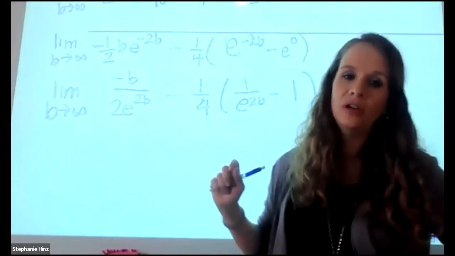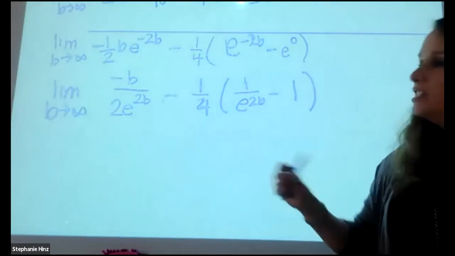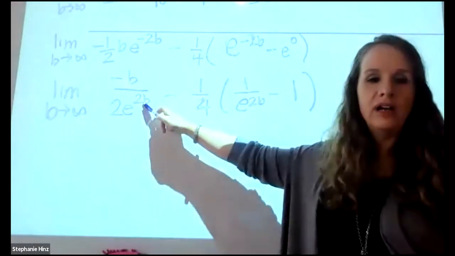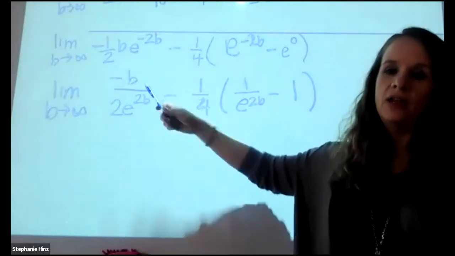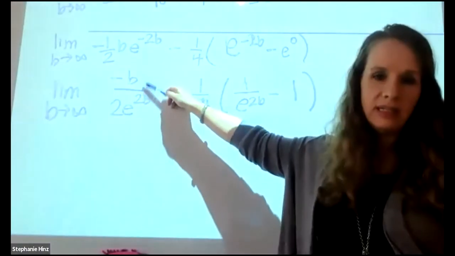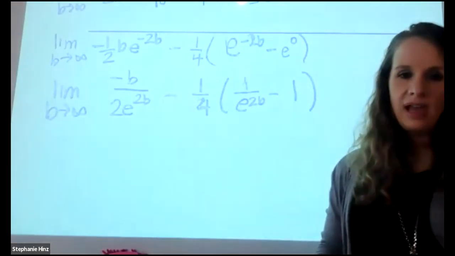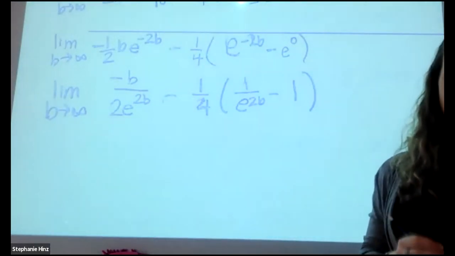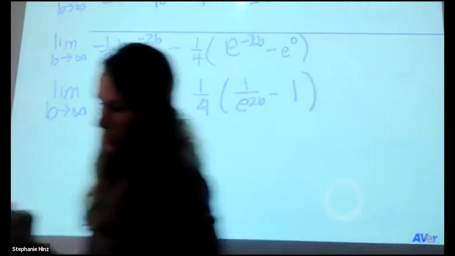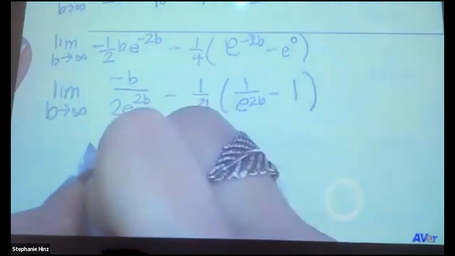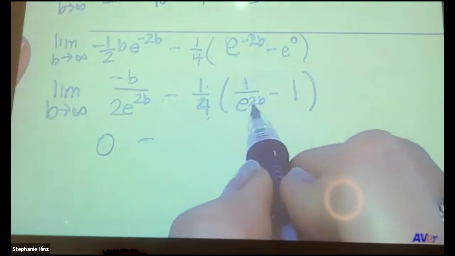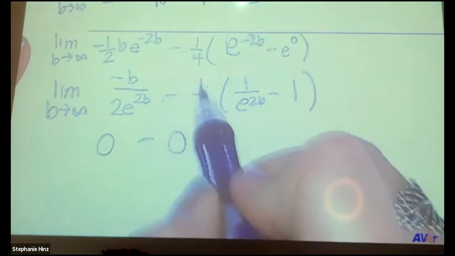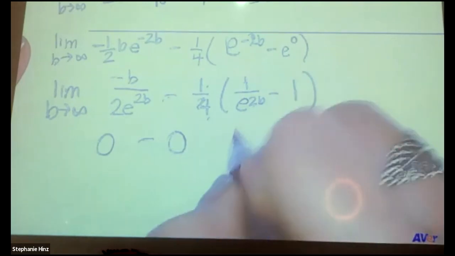However, the magnitude of this denominator is much larger. E raised to an infinite power is much larger than just infinity. So the numerator loses in this case. The denominator is our winner. And if we're dividing by a much larger value, that's going to end up just being 0. So this is 0. Negative 1/4, this is also 0. Negative 1/4 times negative 1, this is 1/4.